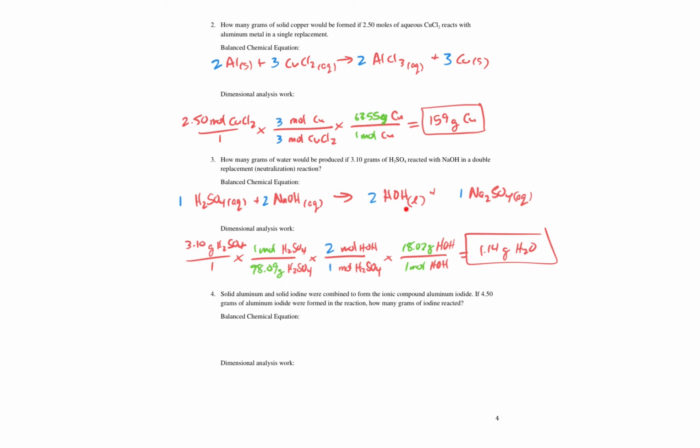In this next reaction, we had a neutralization reaction, a double replacement neutralization, where we have an acid and a base making water and an ionic aqueous salt. And we were given grams of the sulfuric acid to start with, and we wanted to find out grams of the water, which the answer was 1.14 grams.